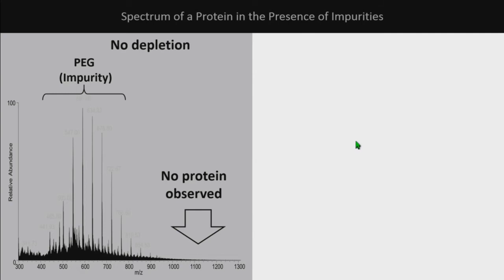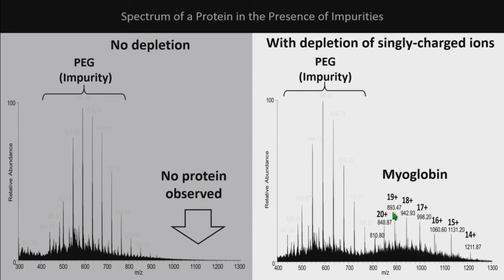Depletion mode is also useful when we analyze spectra of proteins. For example, this is a spectrum of myoglobin obtained from a solution containing polyethylene glycol, which is frequently used as a protein preservative. No spectrum of myoglobin is observed under these no-depletion conditions. But when we set the MultiQ-IT trap to operate in depletion conditions, we were able to detect peaks of myoglobin.